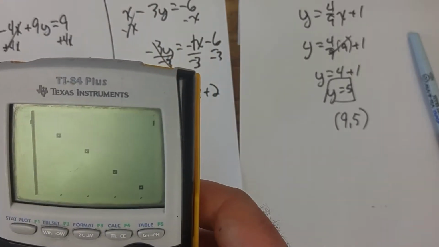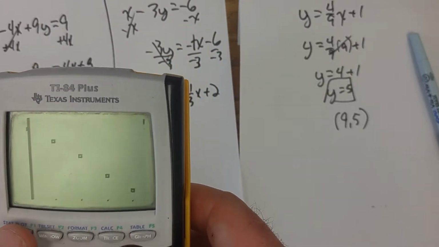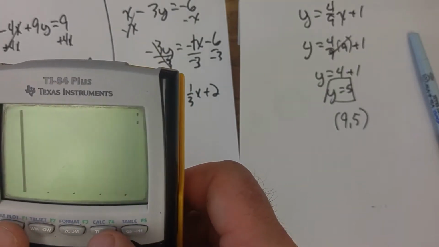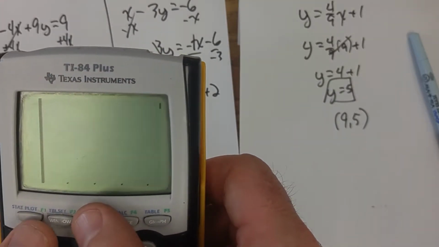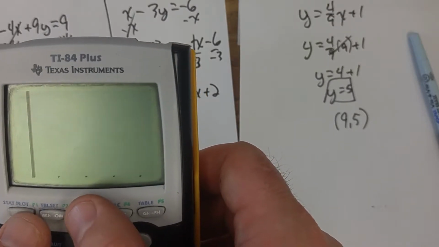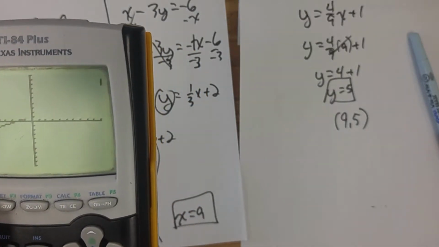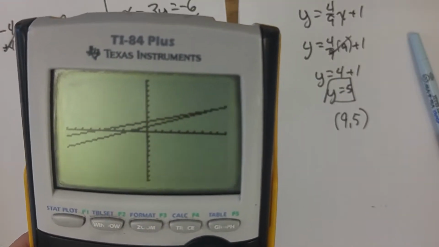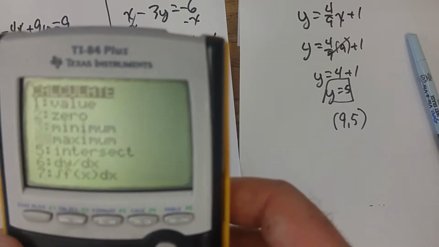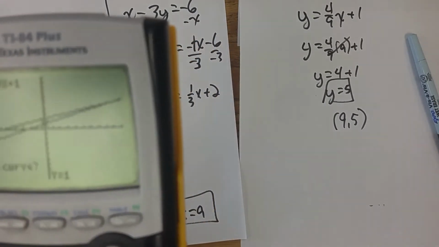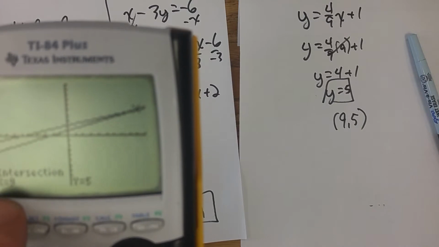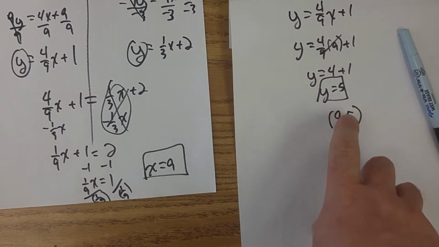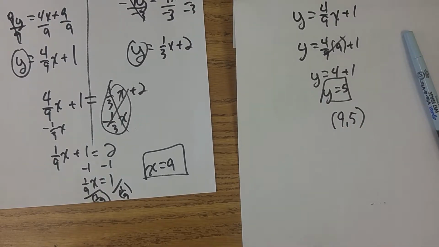Let's go back to y equals. Turn off our scatter plot. Go back to y equals, and we're going to zoom 6. Then to find the intersection, we go to calc and intersect, and we get x is equal to 9, y is equal to 5, or the intersection point is (9, 5).